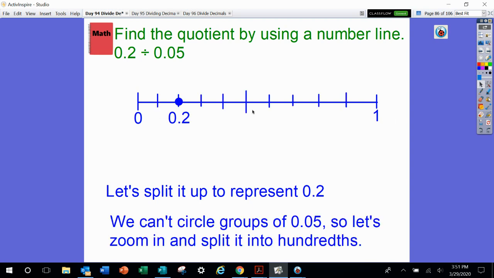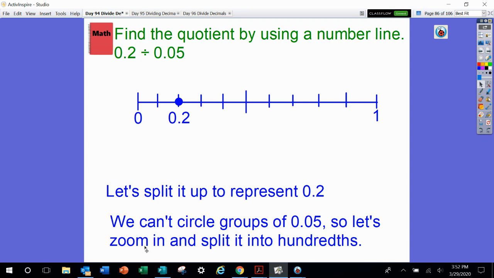Okay, I broke this whole up into 1, 2, 3, 4, 5, 6, 7, 8, 9, 10 pieces, and I wanted to start with 2 of those tenths, 2/10. Now, we have our 2/10, but can you circle any groups of 5/100ths?